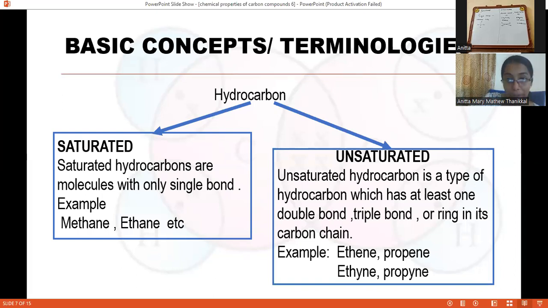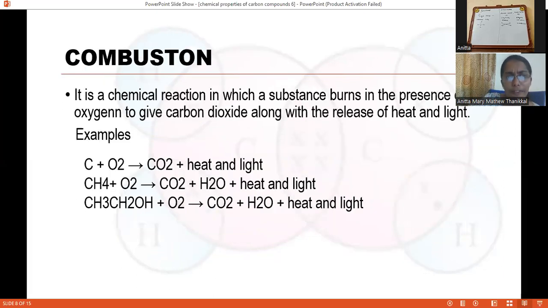We came into the main property of this section. First property is combustion. What is combustion? It is a chemical reaction in which a substance is burned in the presence of oxygen to give carbon dioxide along with the release of heat and light.